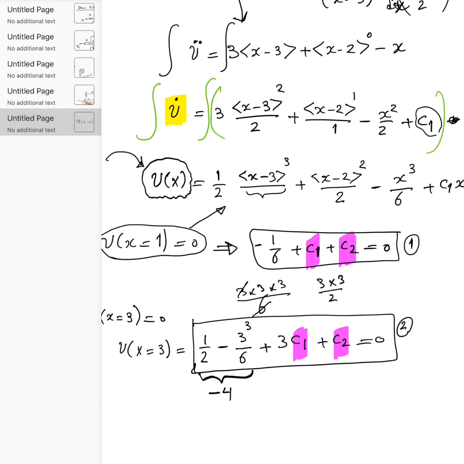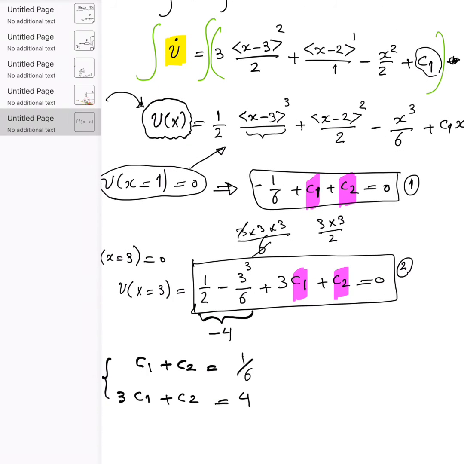So let's put these equations together. The first equation is C1 plus C2 is equal to 1 over 6. The second equation is 3C1 plus C2 is equal to 4. Now we want to solve it. There are a gazillion different ways of doing this to get C1 and C2. The way I can do it is simply using the method of Gaussian elimination. Multiply the first equation by negative 1 and then add it to the second equation.